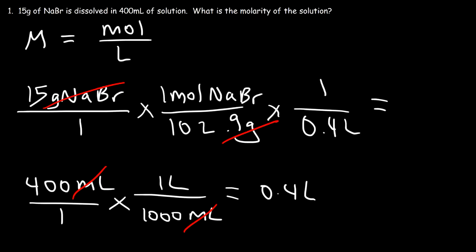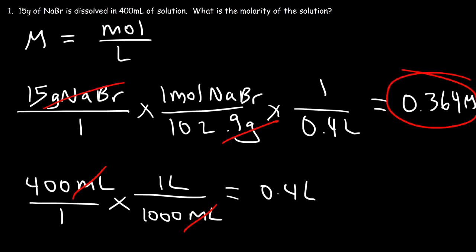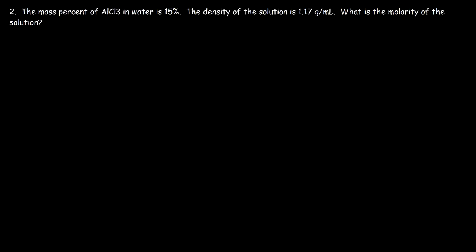So it's 15 divided by 102.9, and so we have 0.1458 moles of sodium bromide divided by 0.4 liters. So that will give us a molarity of 0.364 moles per liter. So this is the answer to the problem. Now let's move on to number 2.